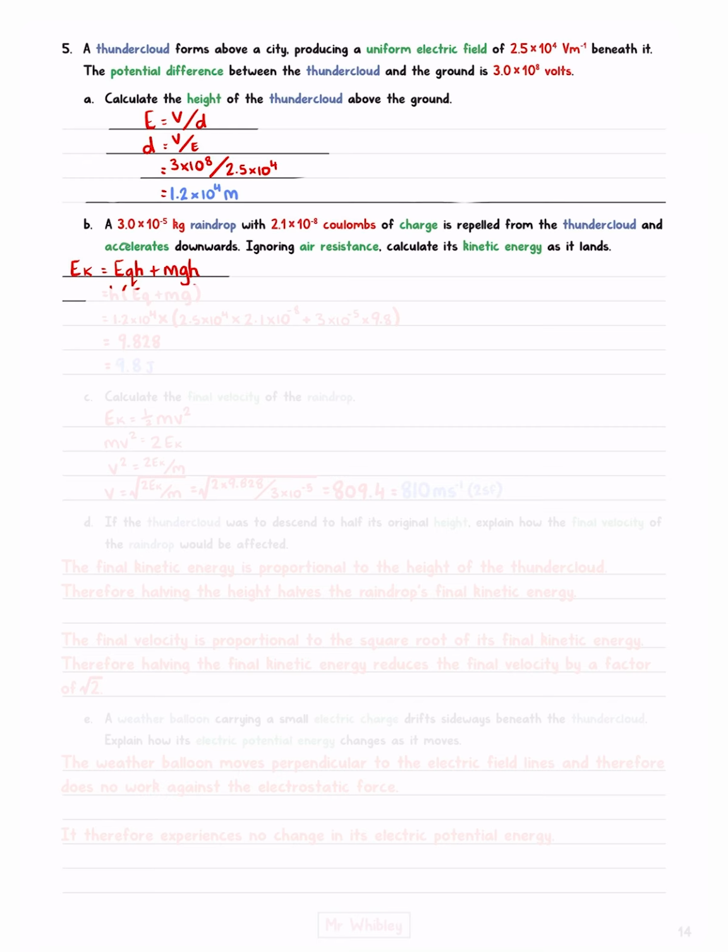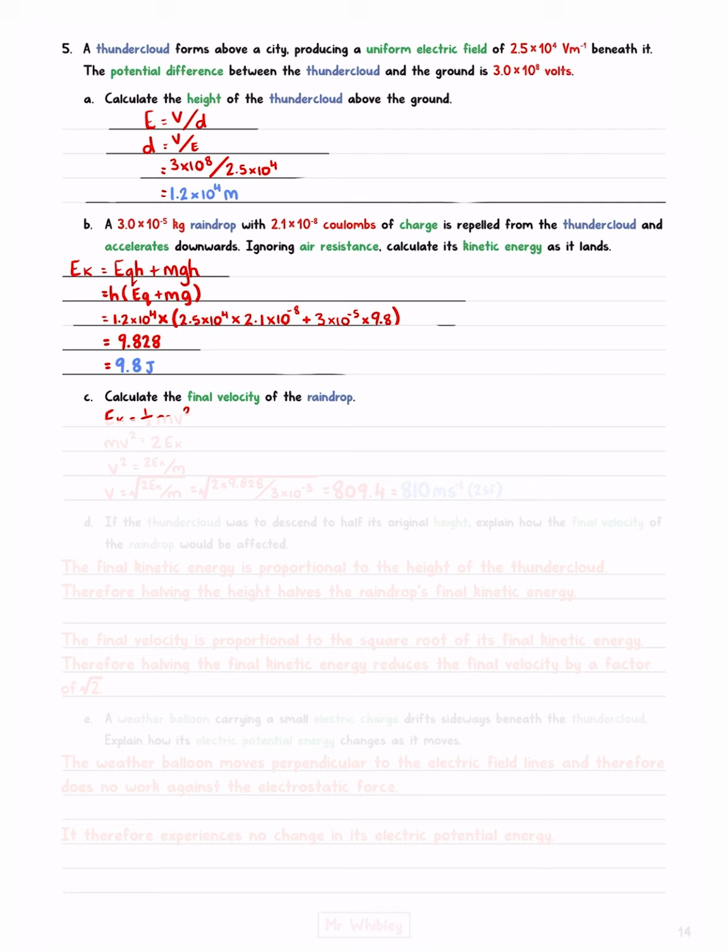And so we've got the energy from the electric field and the energy from gravity. We can shorten this for our calculator by factorizing the height out. This is an optional step, but it just means you don't have to type in the height twice. Putting in our numbers gives me 9.828, or 9.8 joules to two significant figures.